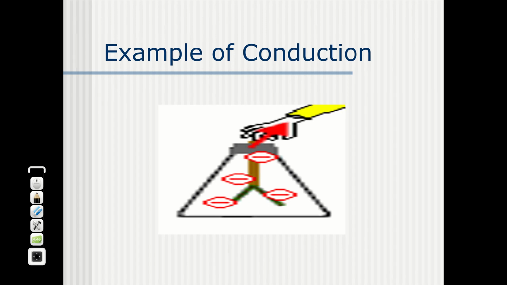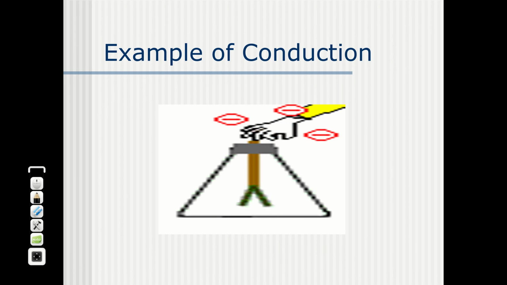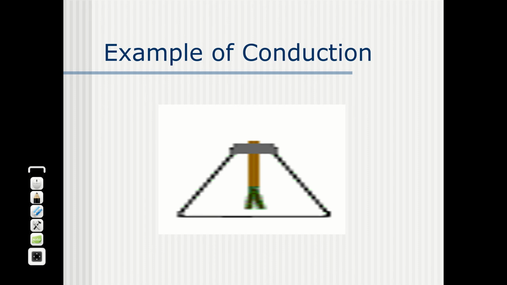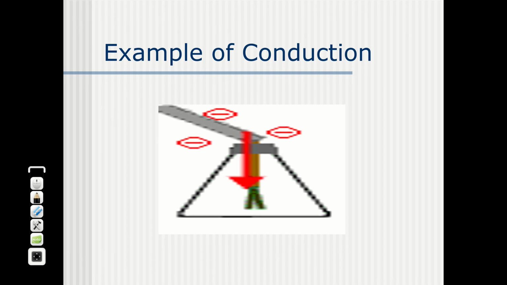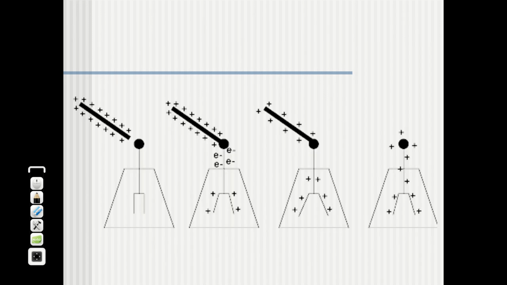If I come along and touch this, I'll actually get zapped. Why? Because those electrons are coming toward me and now my hand would become negative. So this is where you simply are touching one object to the next and transferring that charge to the other object. They all take on the same charge. Okay? Here's just another picture of it.